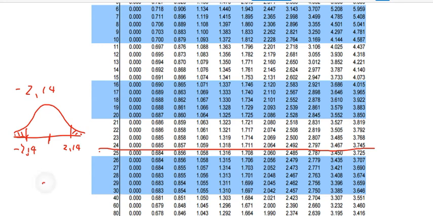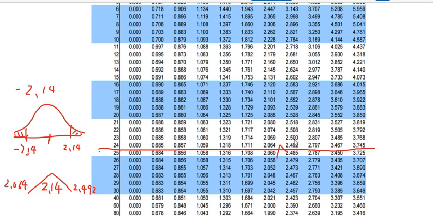Okay, so we want to find this cutoff point 2.14. From here, 2.14 is between, let's say, 2.064 and 2.492. So we cannot find the exact cutoff point. We can only find its neighborhood.